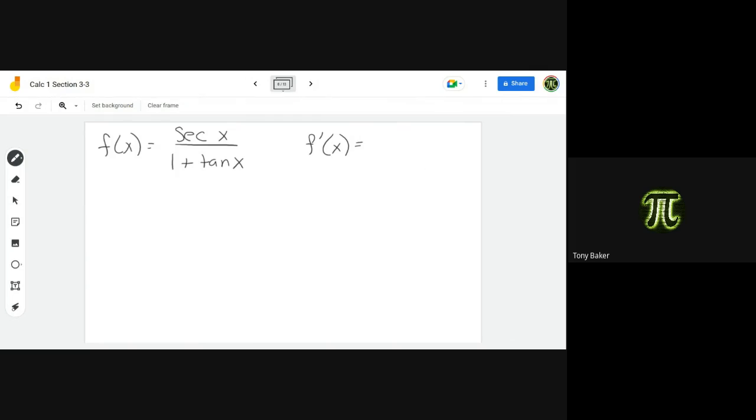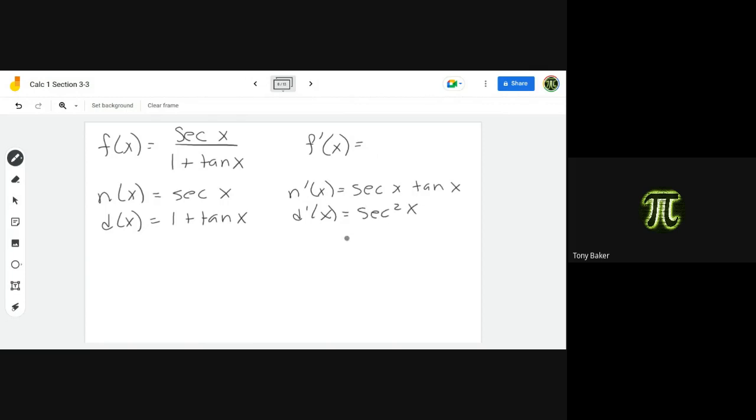All right, so which rule am I using? So n of x is secant of x. What's n prime of x? Okay. And then d of x is 1 plus tangent of x. So d prime of x is what? Secant squared x. Because what's the derivative of 1? 0.